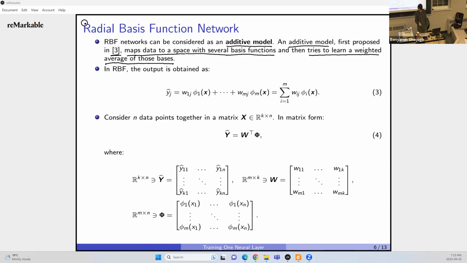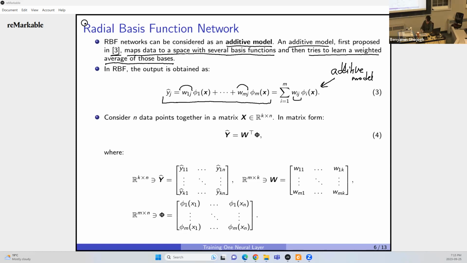So an additive model says, let's map data to some space, and that space has some basis functions, right? And then that data can be represented as a linear combination of those basis functions. Let me also find the weights of the linear combination. So exactly this is an additive model. I'm writing y_j hat as a linear combination of phi 1 to phi m with some weights, right? And these weights are learnable, okay? This is exactly an additive model in mathematics, okay?